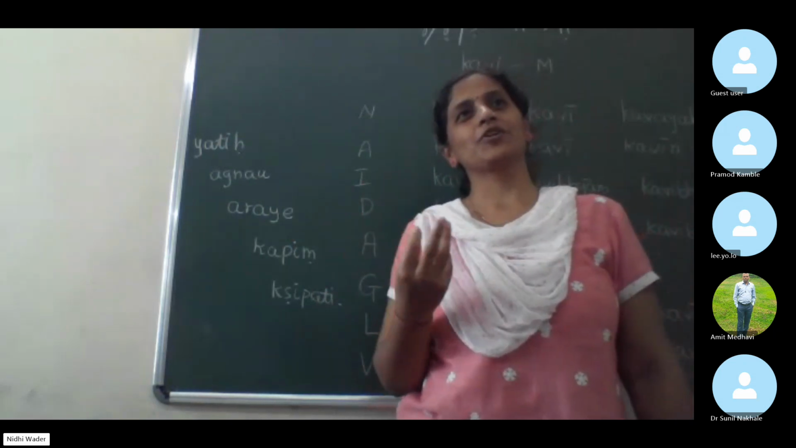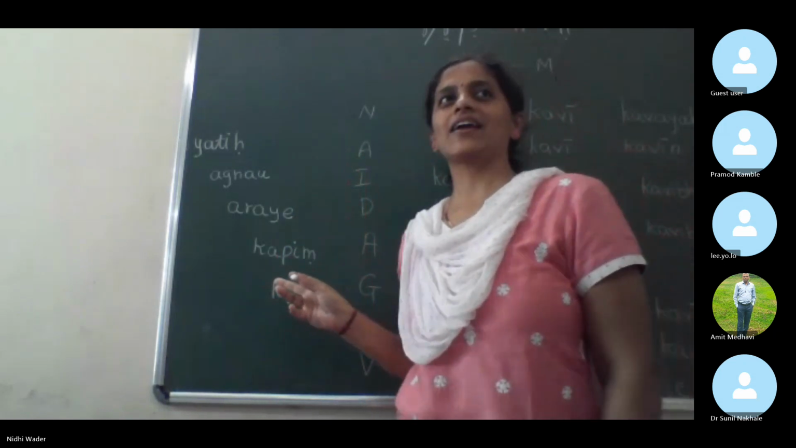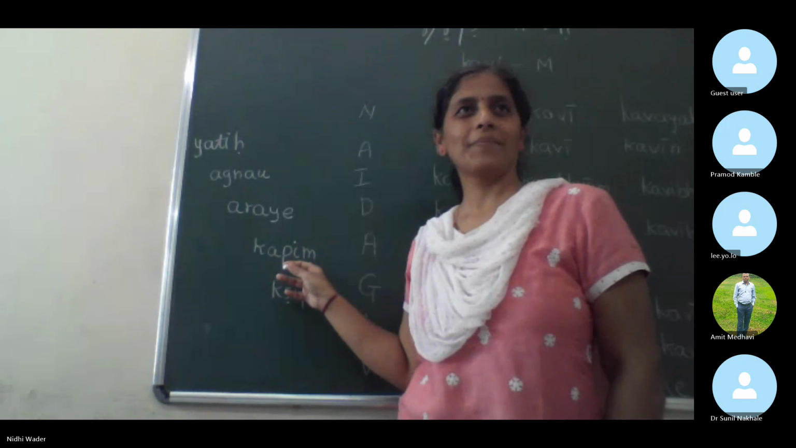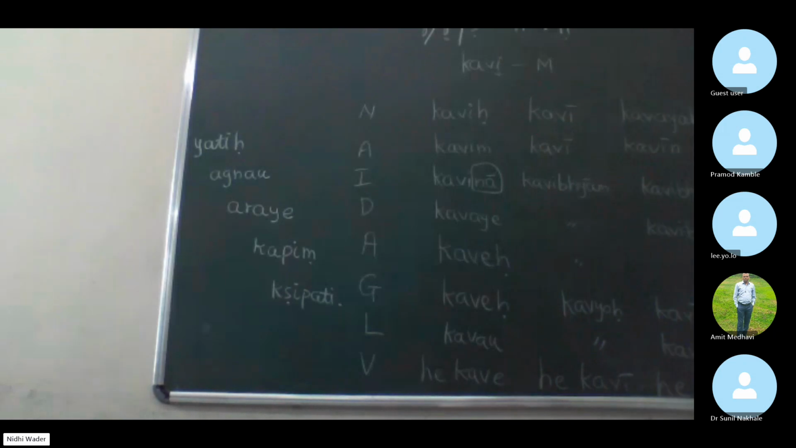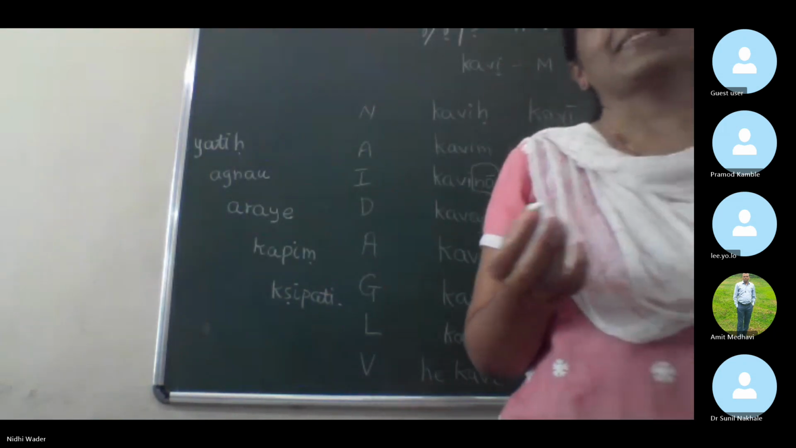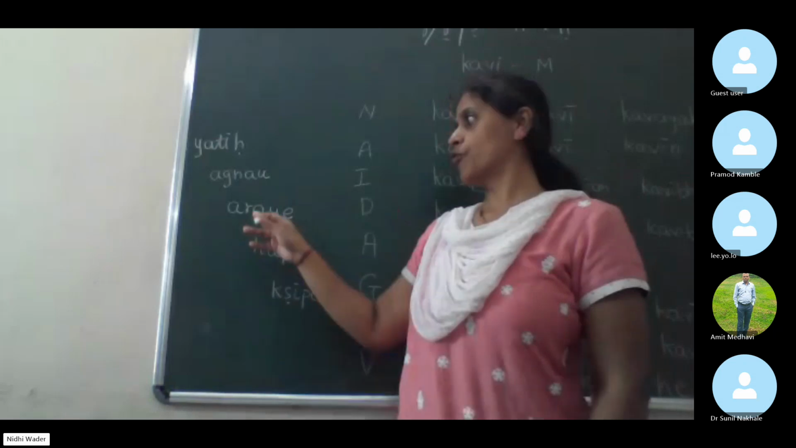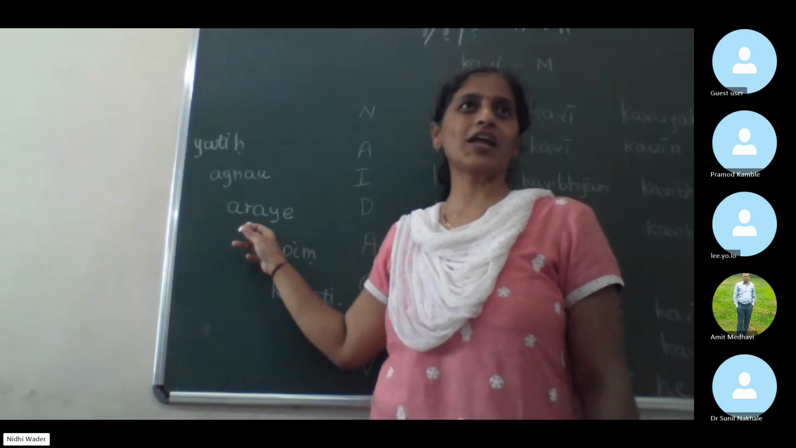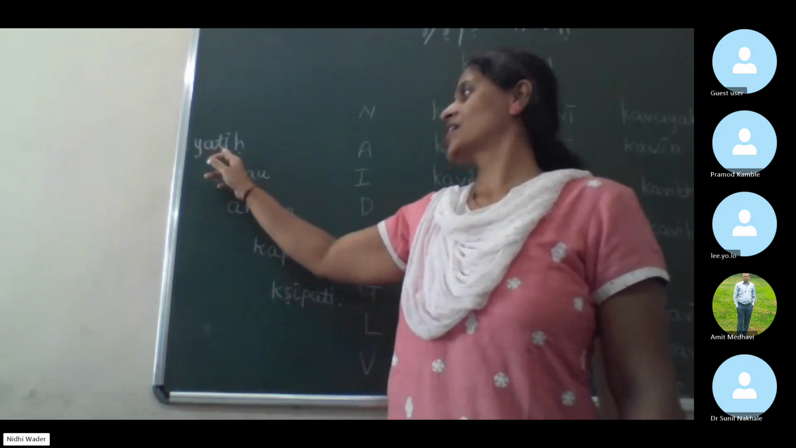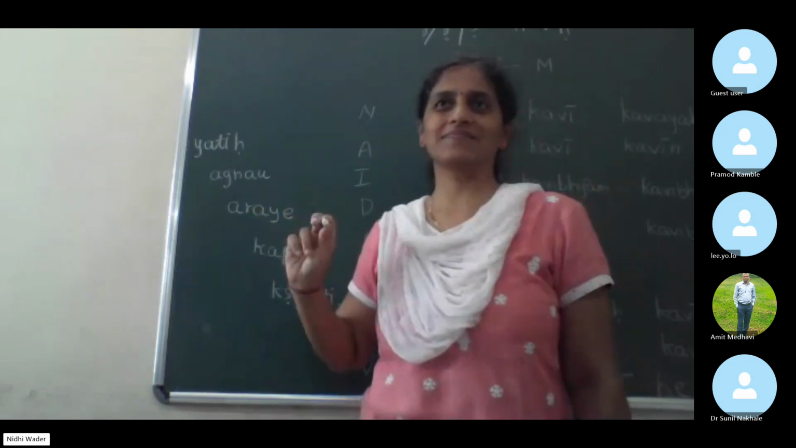What does he throw? What is the object? Which word is used in accusative case? Kapim. See, he throws a monkey. Where does he throw a monkey? Yes, Agnav. In the fire. There is fire and he throws the monkey in the fire. For whom? For the enemy. Araye is used in dative. So Yati throws monkey in the fire for the enemy.